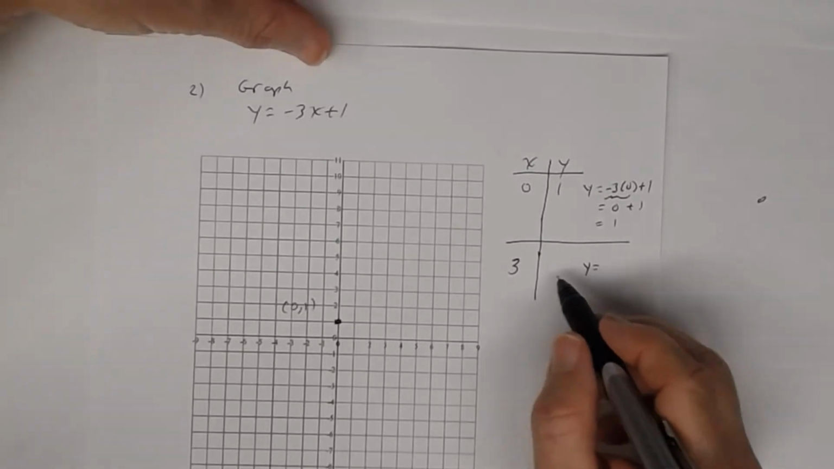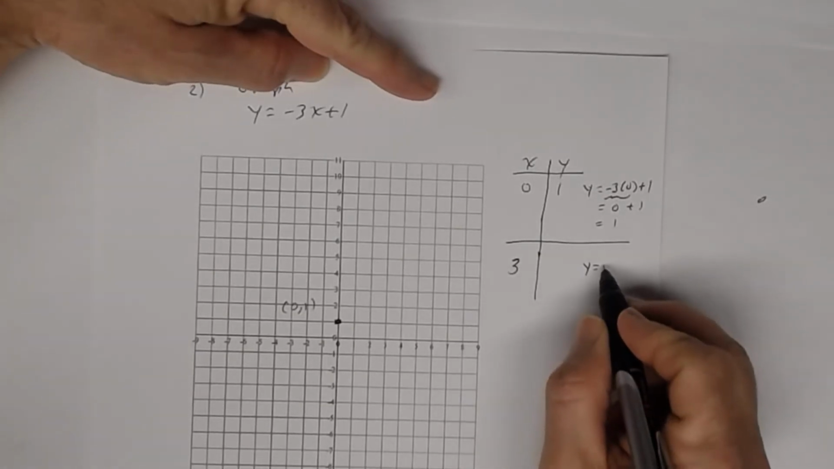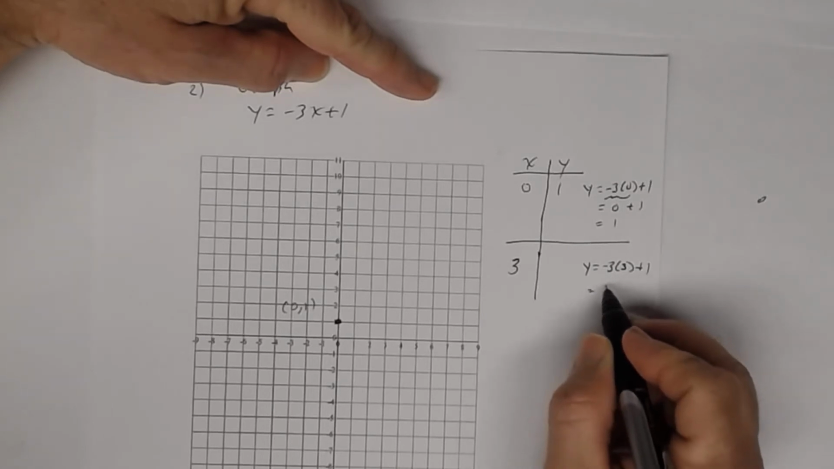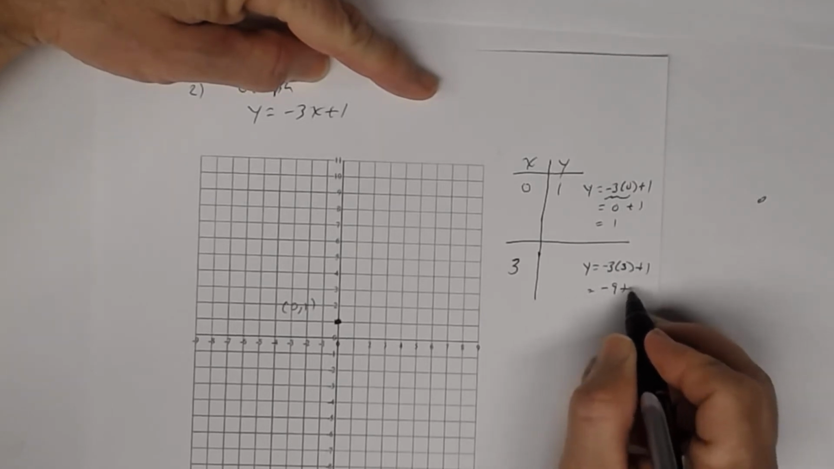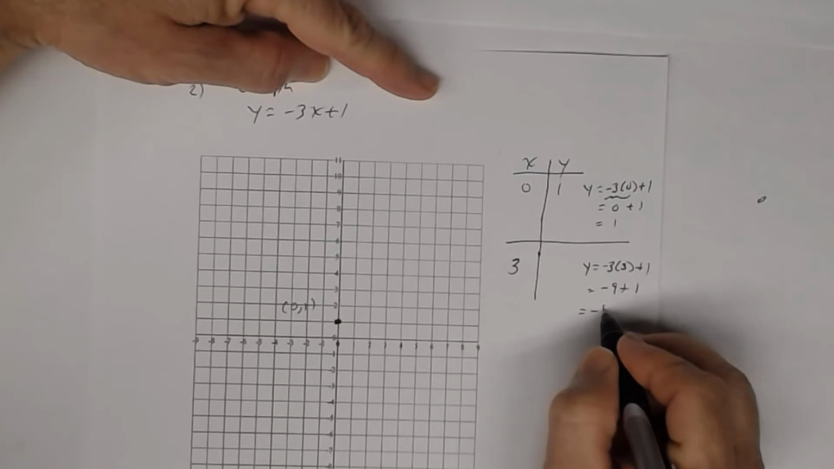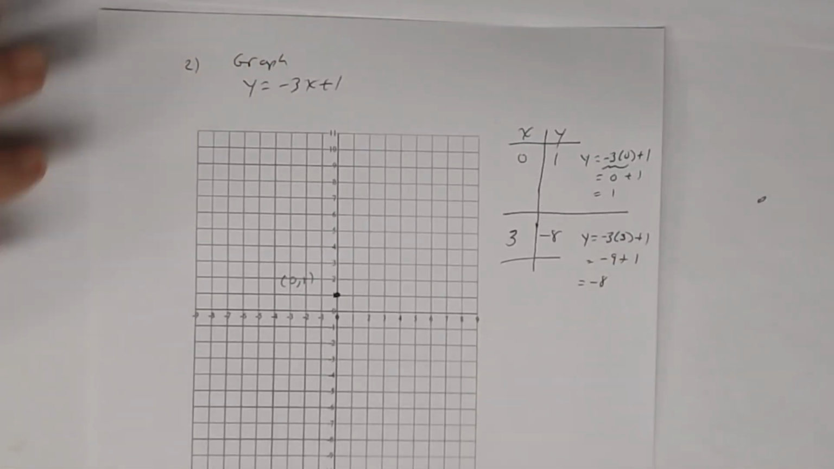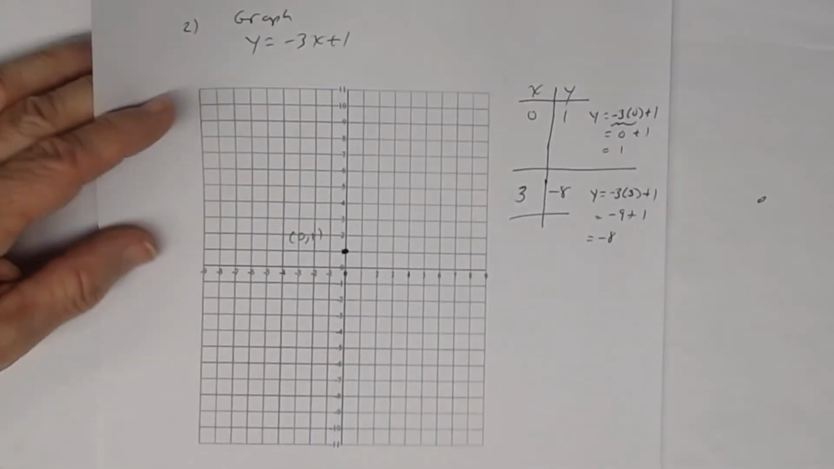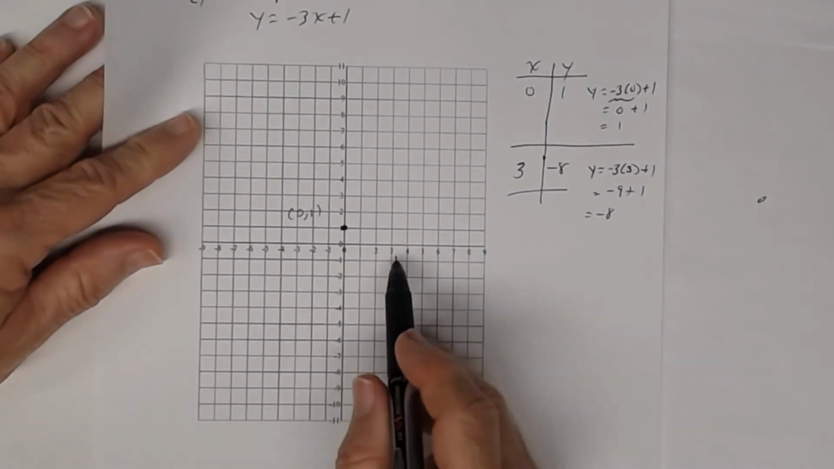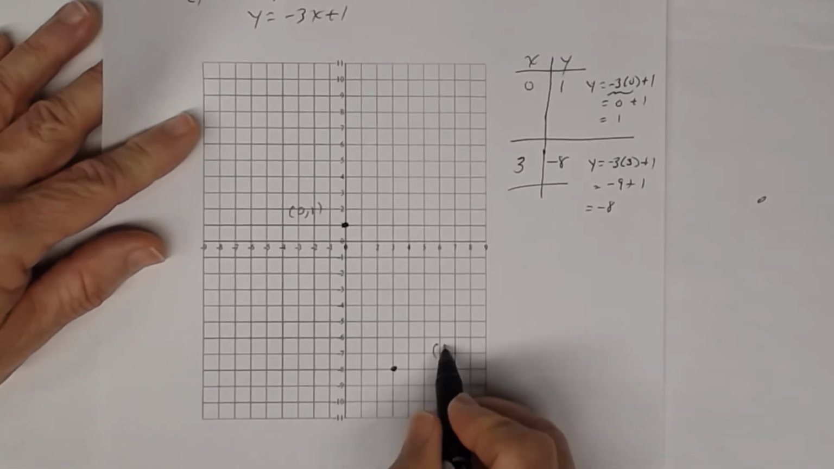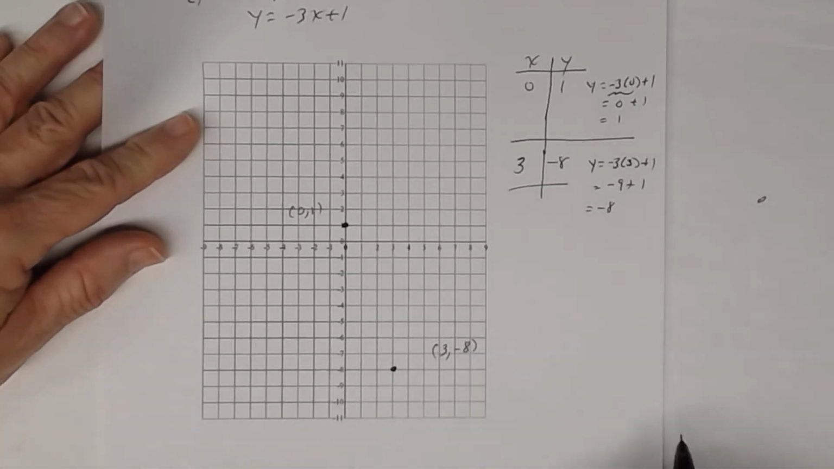So if x is 3, I get y equals negative 3 times 3 plus 1. Negative 3 times 3 is negative 9, and adding that to 1 gives me negative 8. So I'll plot the point 3, negative 8. I go to the right 3, down 8, and that is here. So there's the point 3, negative 8.